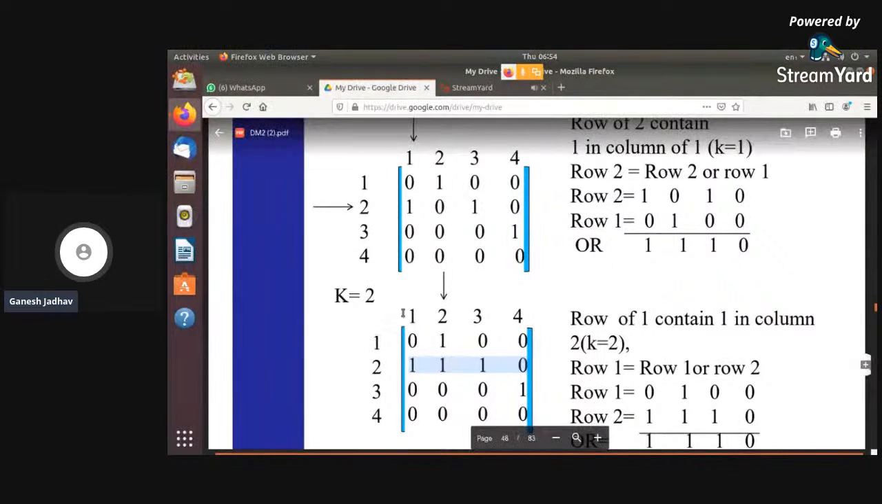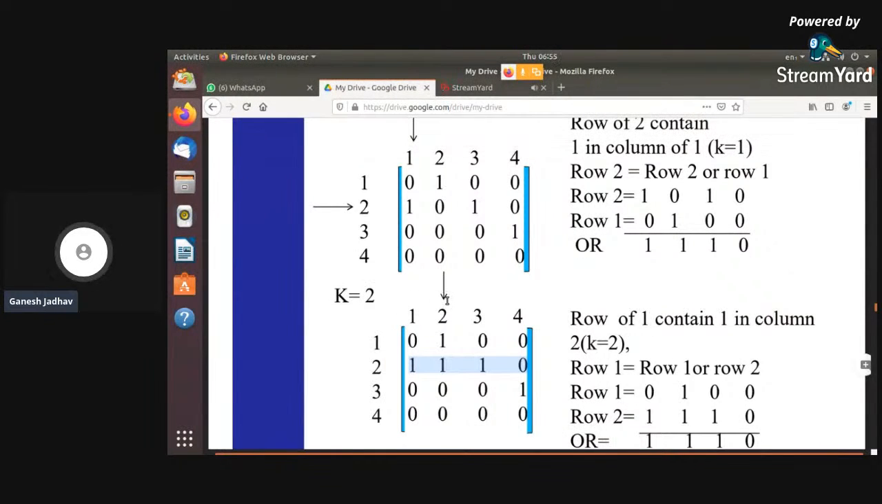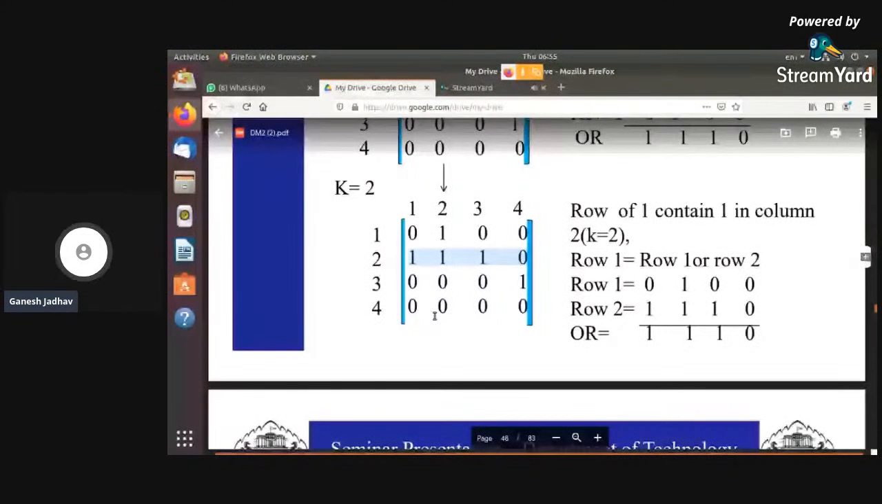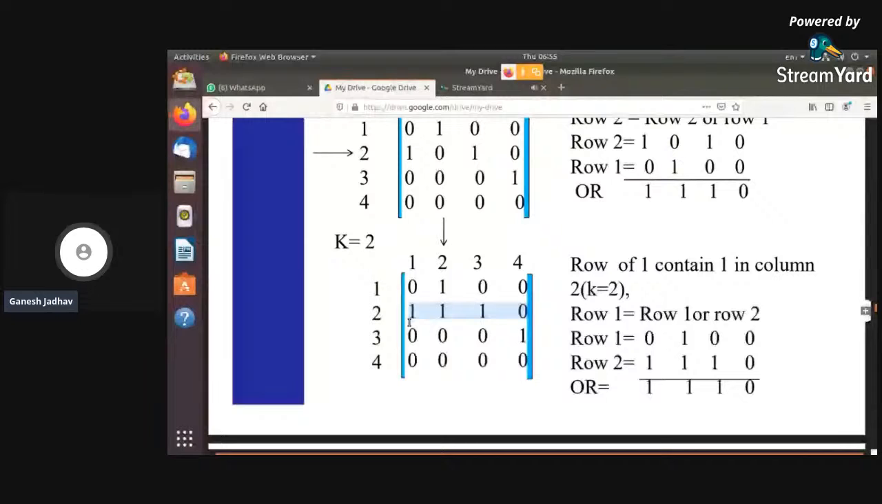Then k is equal to 2. Go toward your second column and find where the 1 is. So where can you find the 1? In your first row you can find the 1. So you have to make the modification in row 1.